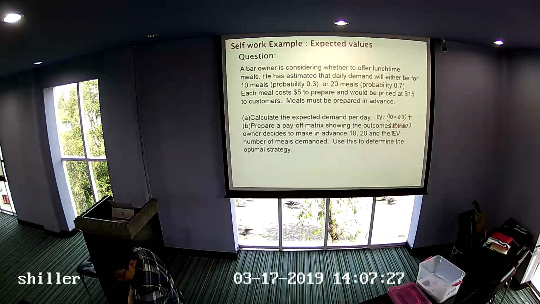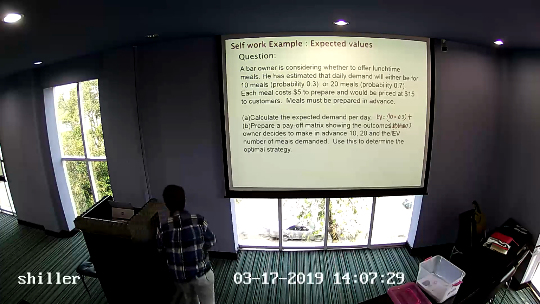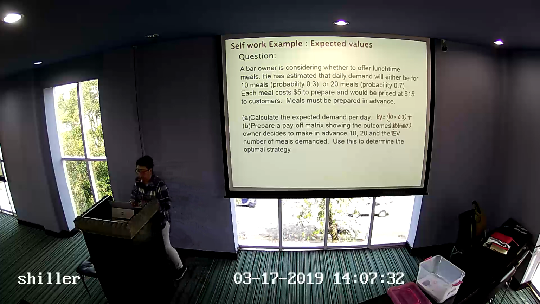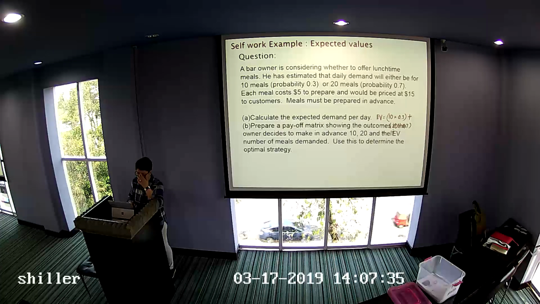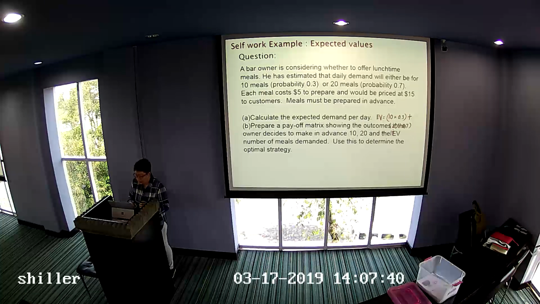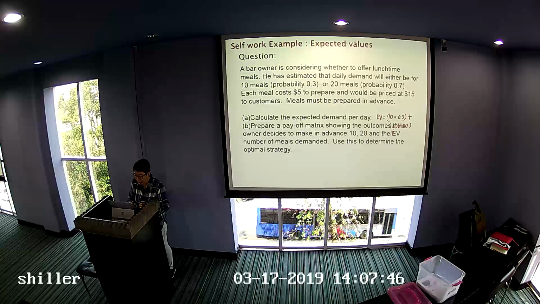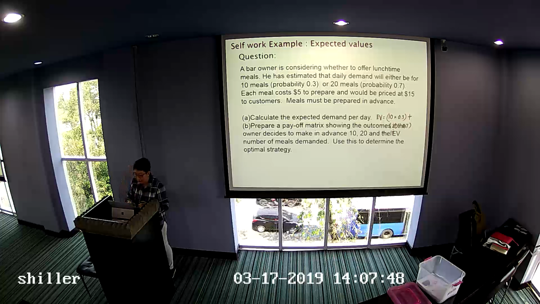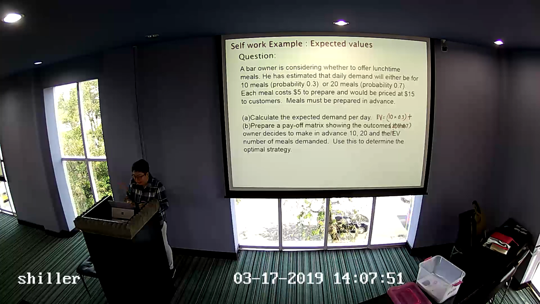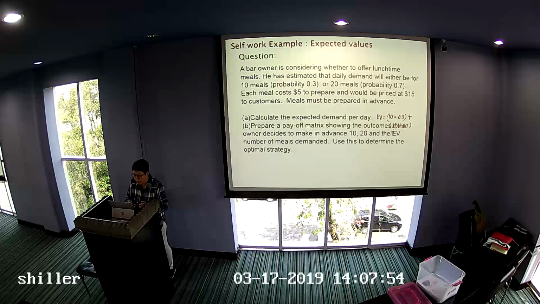So what are his choices? His choices is to make what? In advance, how many? 10, 20, and also the EV. What is the EV that we just calculated? So 10, 17, or 20. Is that correct? Okay. Very good. Now, ready? So how do we make the table?